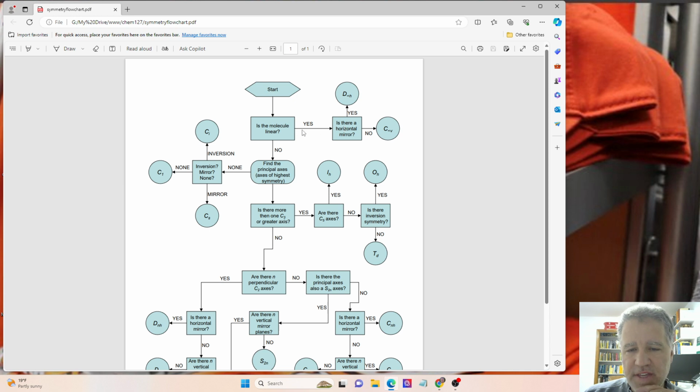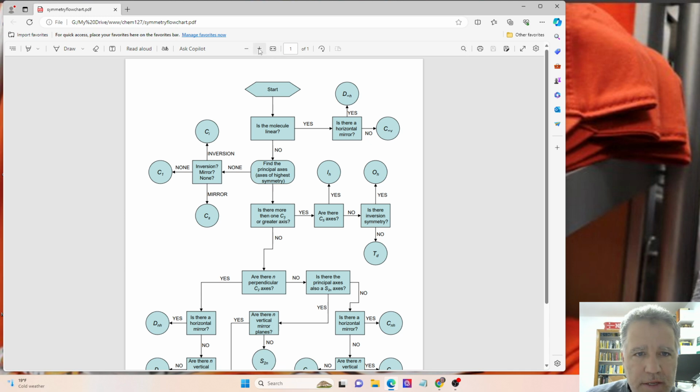So very simple question here. And if yes, it pulls you over into these linear groups. And let me say a little bit about this. If you think of a linear molecule, the axis of highest rotational symmetry, let's maybe see if I can zoom in on this.